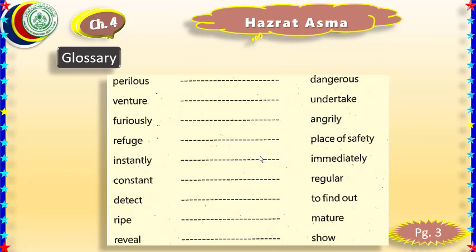This is the glossary. We have focused on some of the words. For example, perilous, venture, furiously, refuse, instantly, constant means regular. Detect means to find out. Ripe means mature. Reveal means show, tell.